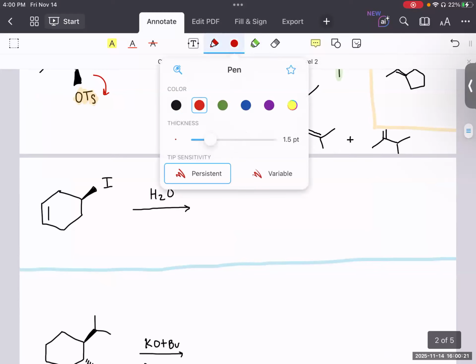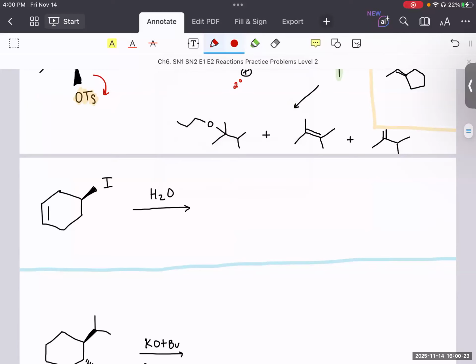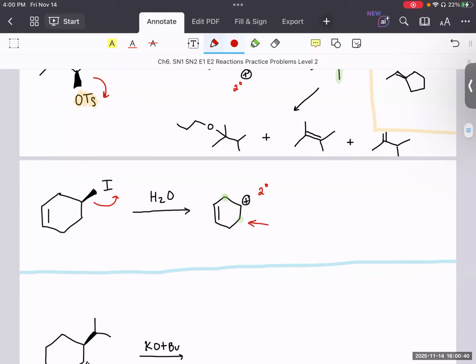All right, let's do our last one here. So here we have an iodine. We're going to kick off that iodine and form a carbocation here. And so here we have a secondary one, and we can take a look at the adjacent carbons on both sides. And so if we were to form a carbocation on this carbon, it would still be secondary. And so there's no benefit to shifting over to that direction. We don't really care about it. We're not going to do that.